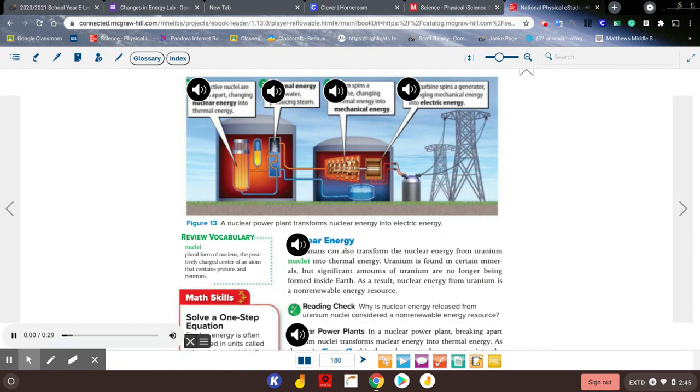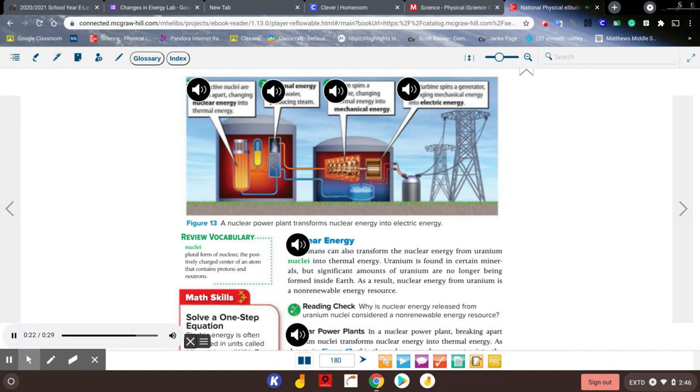Nuclear energy. Humans can also transform the nuclear energy from uranium nuclei into thermal energy. Uranium is found in certain minerals, but significant amounts of uranium are no longer being formed inside Earth. As a result, nuclear energy from uranium is a non-renewable energy resource.